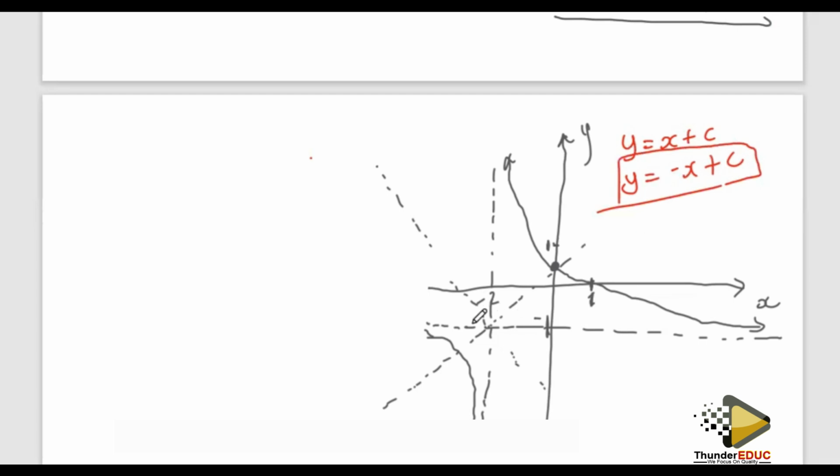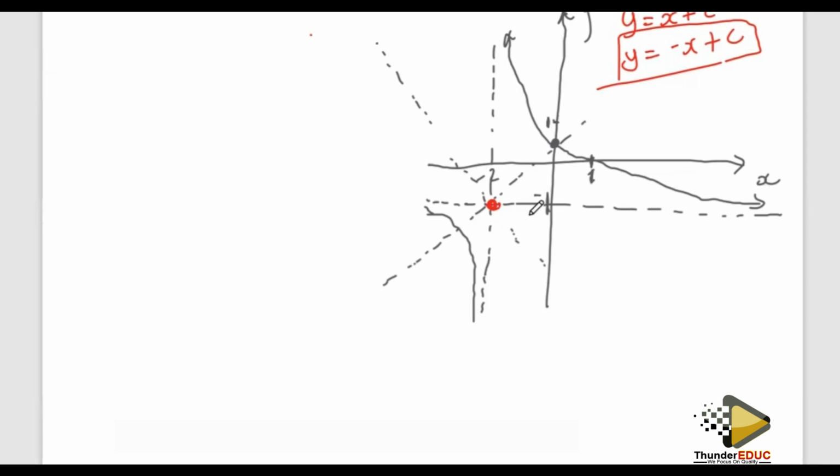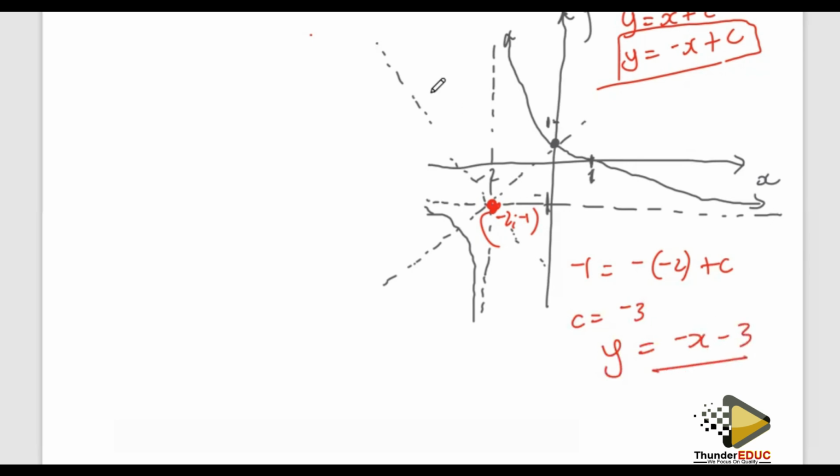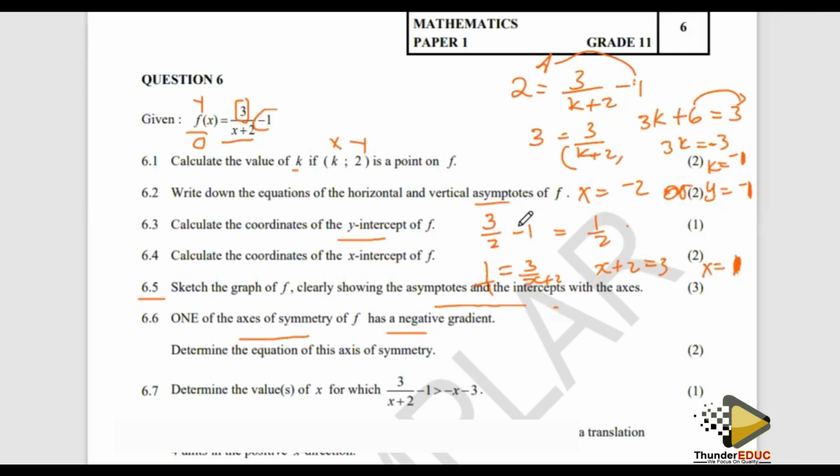So you're going to focus on this. Now, how do we get c? The coordinates of the asymptotes. So the asymptotes are meeting at -2 and -1. Where there is y, put a -1. Where there is x, put a -2. And then we look for c. So c is going to be a -3, which means the equation is -x minus 3. This line here that is moving in this direction is cutting the y-axis at -3. All right, good people. So it said y is equal to -x minus 3.